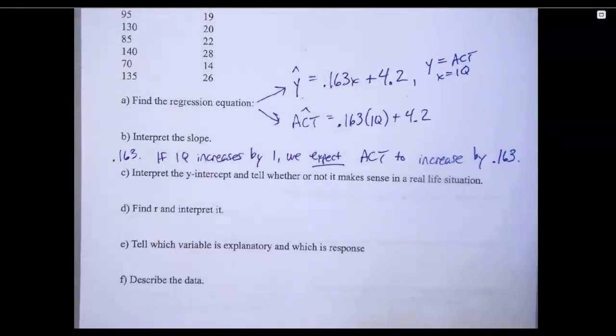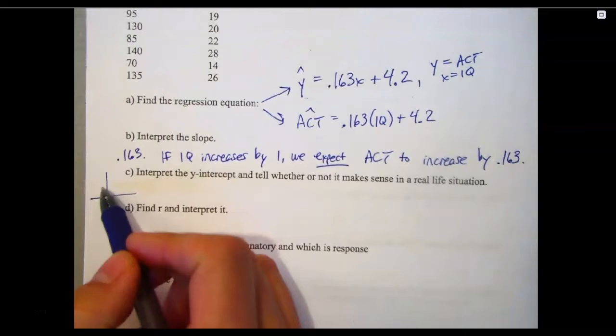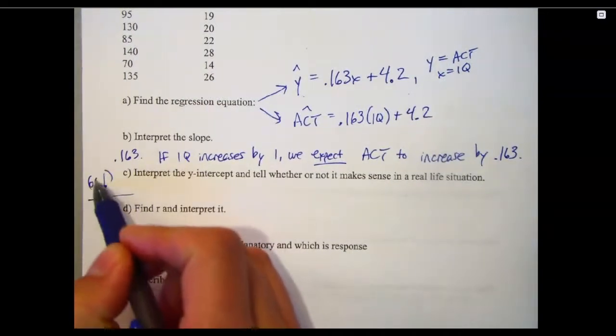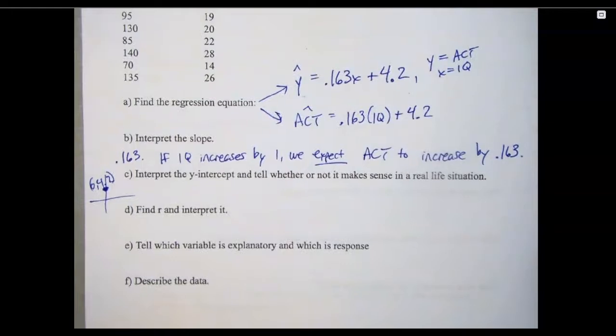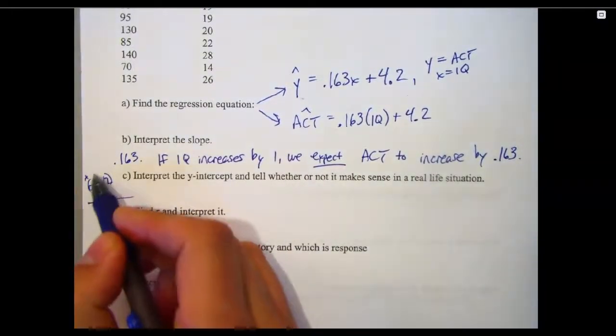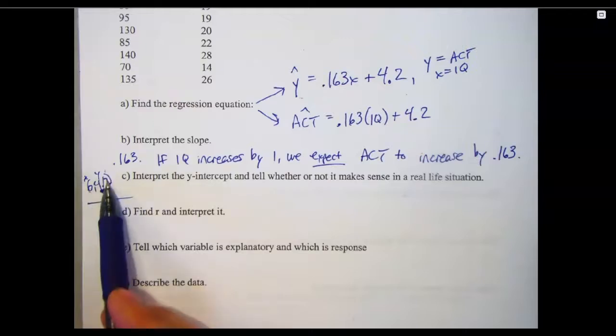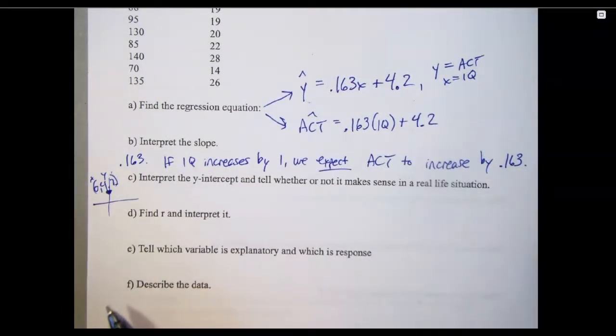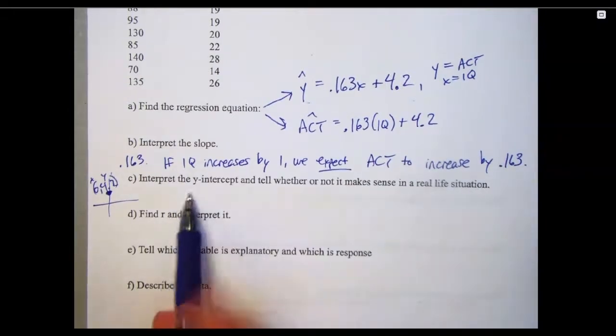Interpret the y-intercept. Tell whether or not it makes sense in a real life situation. So the y-intercept is like up here on a graph. So that would be like 0, 4.2. You don't have to do that. So the idea is it represents when x is 0, what's the y value? That's what the y-intercept is telling us. Do you have a question? Alright.